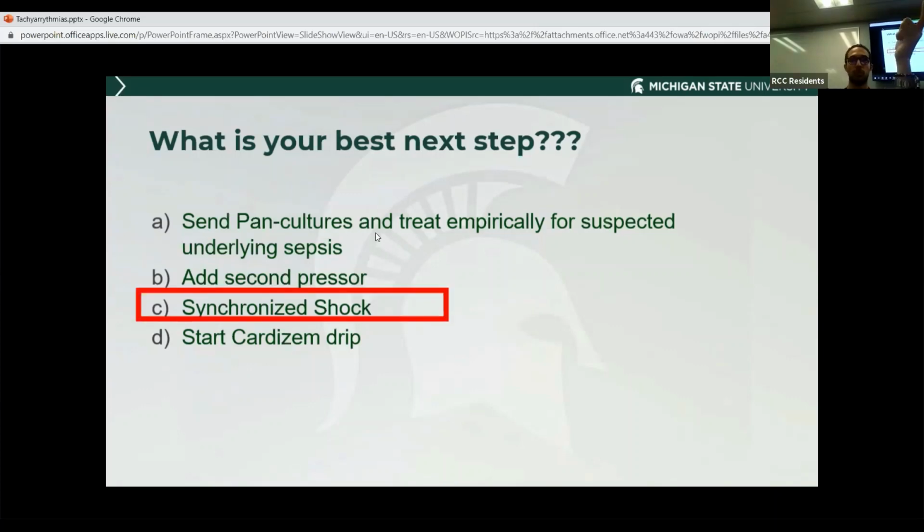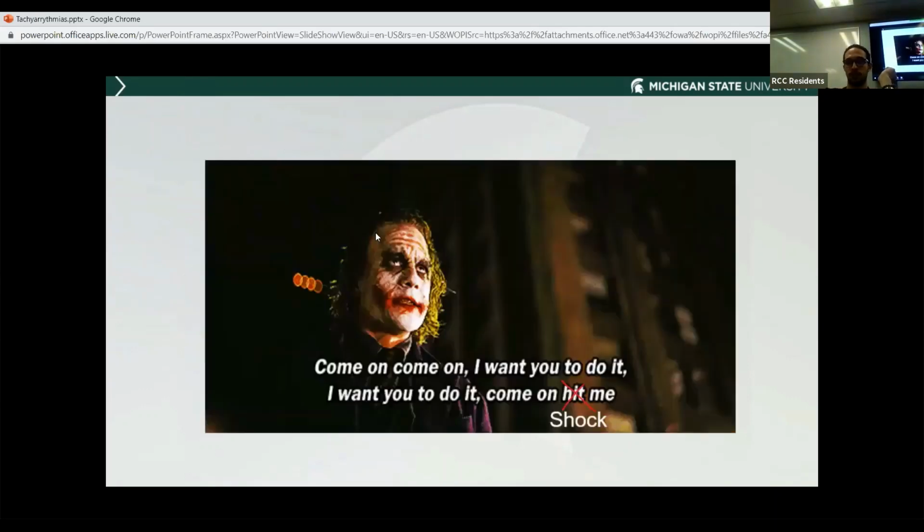So this guy is irregular narrow complex tachycardia. You will shock him with how many joules? Yeah, so 100, 200, 100. So you can do 120 up to 200, or you can just go ahead and do the 200. And then please shock this patient.